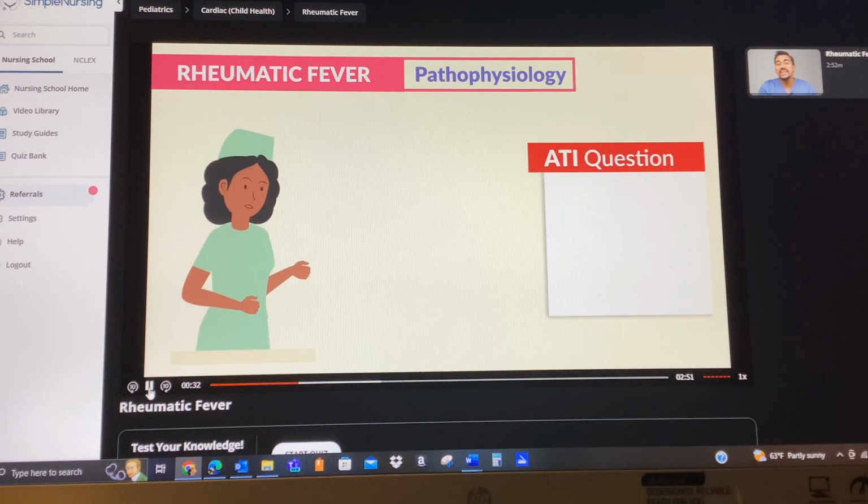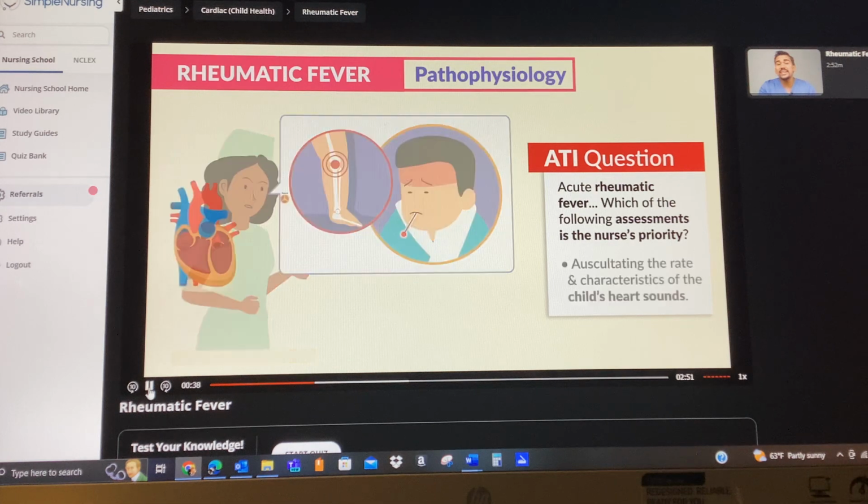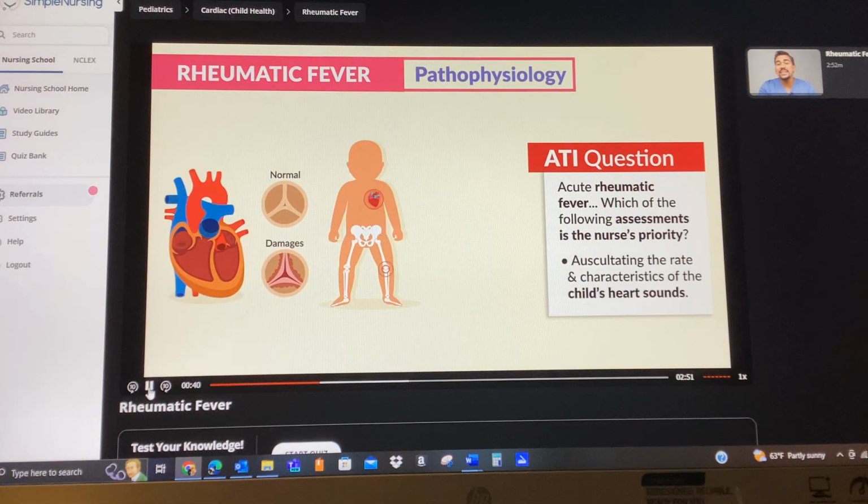So ATI mentions acute rheumatic fever. Which of the following assessments is the nurse's priority? Auscultating the rate and characteristics of the child's heart sounds.